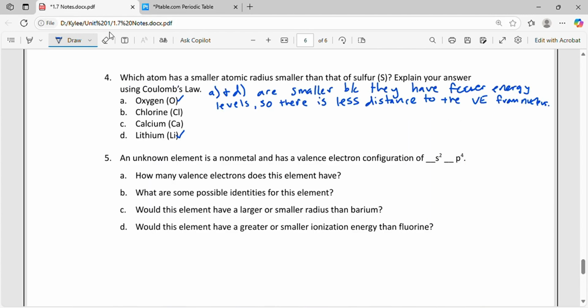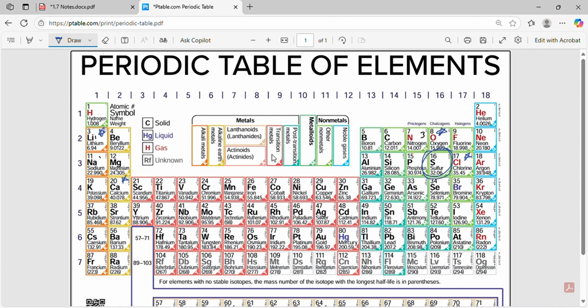So we're going to say calcium, C, is bigger, and it's for the same reason that A and D are smaller, because there's an additional energy level. And so that means chlorine is the only one that we need to take a look at. So B, which is chlorine. Chlorine is actually going to be smaller.